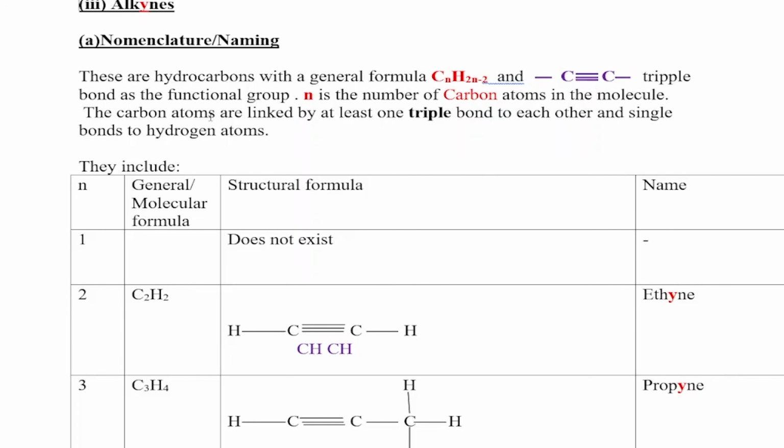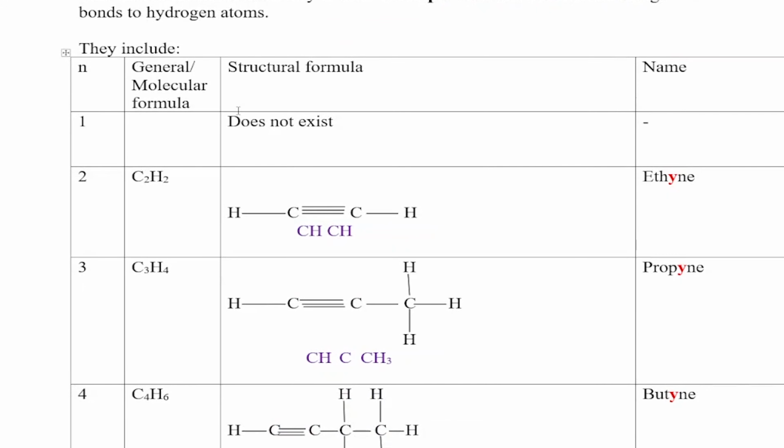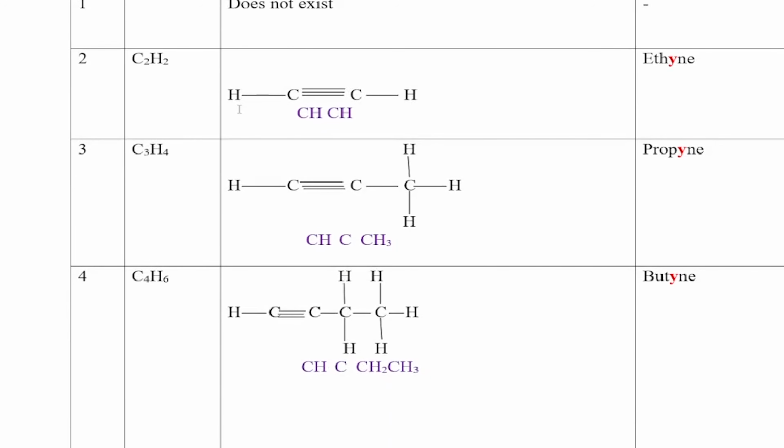When n is 3, remember we don't have n is 1. When n is 3, that is the second member, and the structure is as shown on the screen, and that compound is called propyne. It doesn't matter where the methyl group appears. It can appear on the right, it can appear on the left, there is no problem. The next one is butyne.